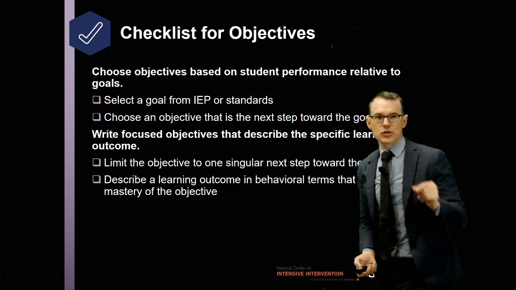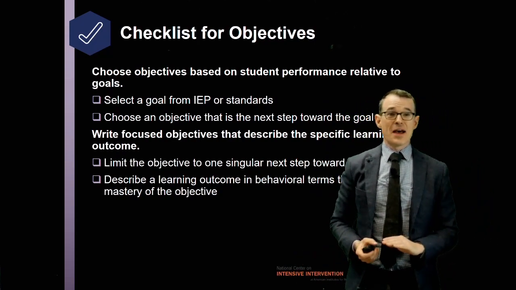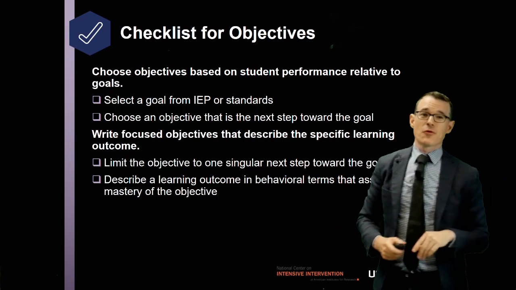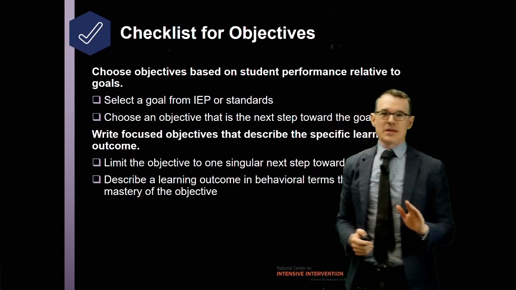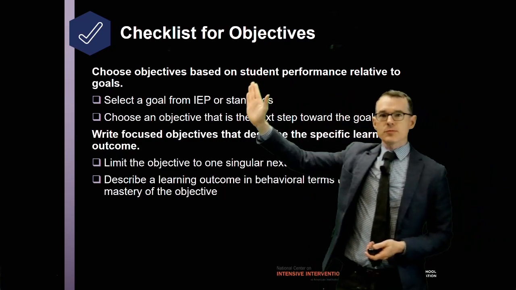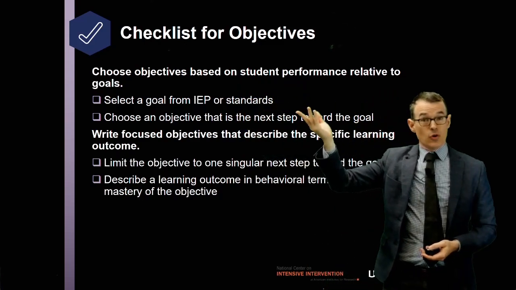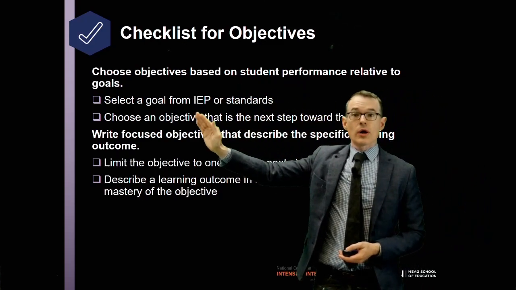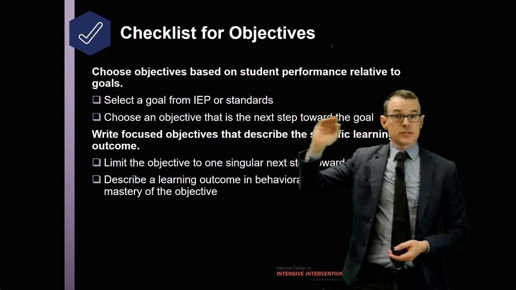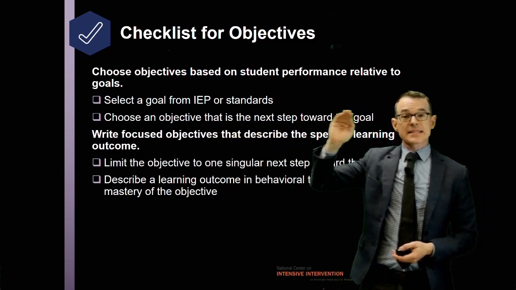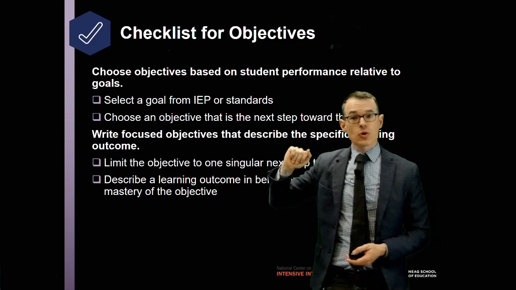So I'll read these to you just so you're familiar with them. If you don't want to hear me read them, you can pause the video or skip forward just a little bit. But I'll read them. Choose objectives based on student performance relative to the goals you have for them. The goal will be from the IEP or from standards. You're going to choose an objective that's the next step toward the goal.